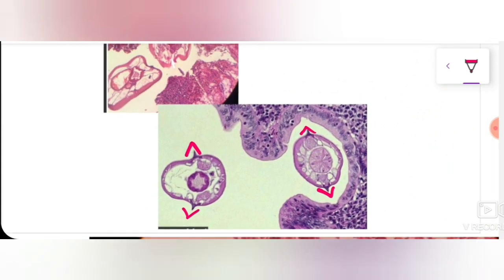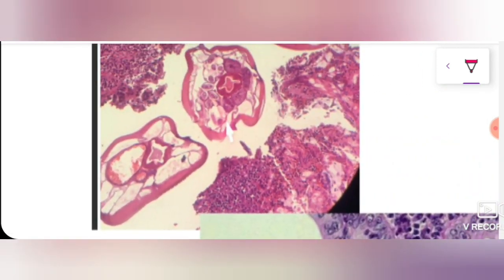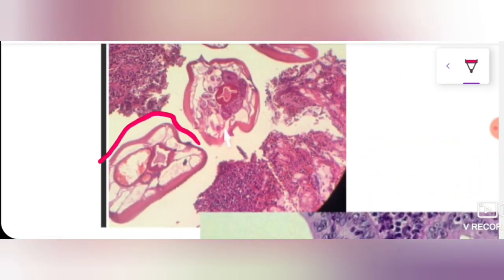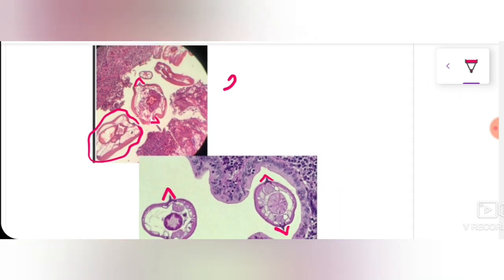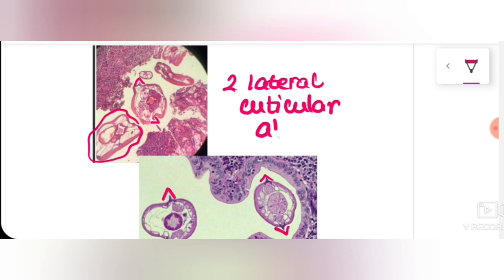If I show you over here, these are also Enterobius. You can see that cuticular alae, that pointed projection. It will have two lateral cuticular alae. Please remember, it is going to have two lateral cuticular alae, and that is how we pick up the pinworm or Enterobius vermicularis. Let me get you familiar with some more images.